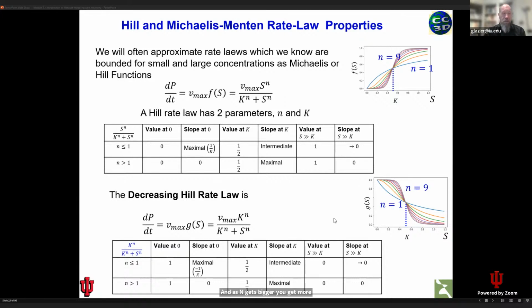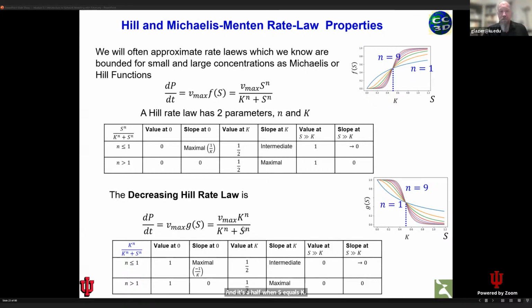There's a corresponding decreasing Hill function, which has simply the form K to the N over K to the N plus S to the N. Again, if S is 0, this is 1. If S is very large, it's 0. And it's a half when S equals K.